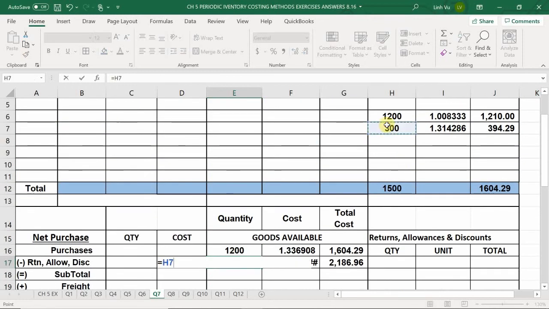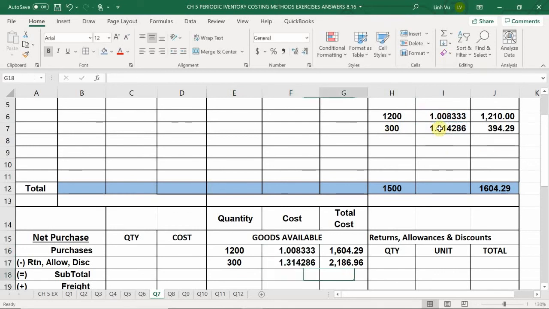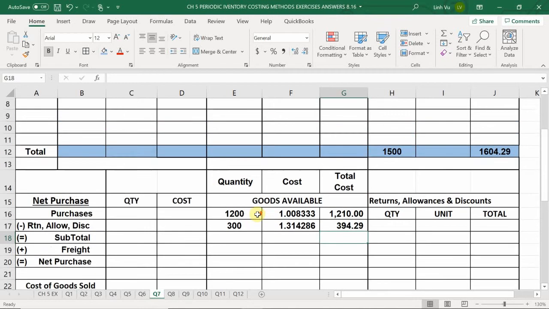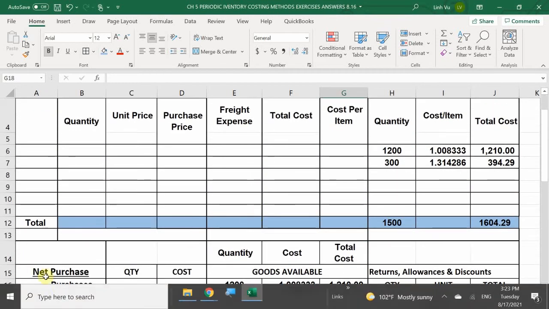So I got 1,200, I got 300, I got this, and I got this, and I got 1.210, and I got 394.29. There you go. So that's our goods available, because our beginning inventory is going to be contributed as part of our goods available. That's what the calculation here is. We're going to add our net purchases in here, and we're still going to continue using the method of LIFO.